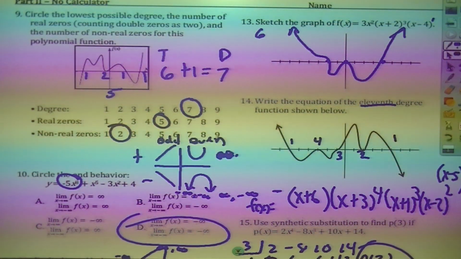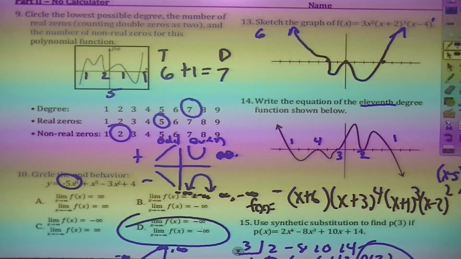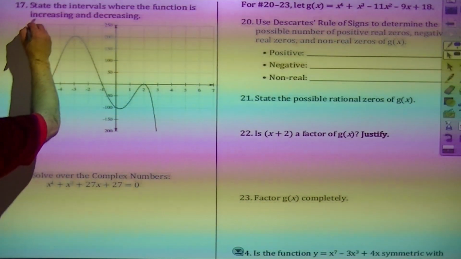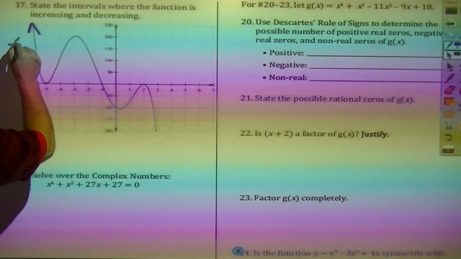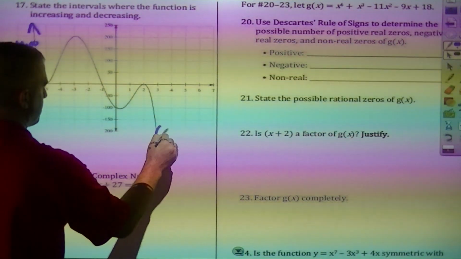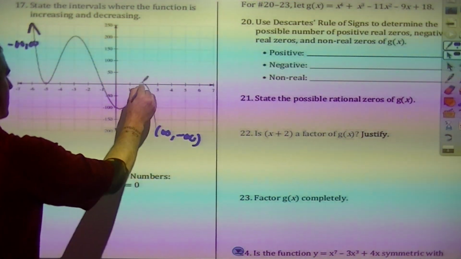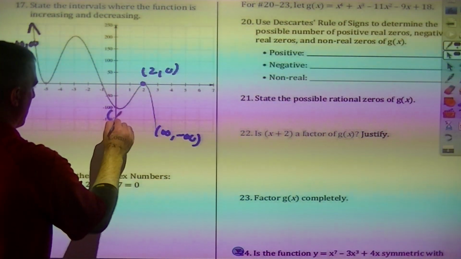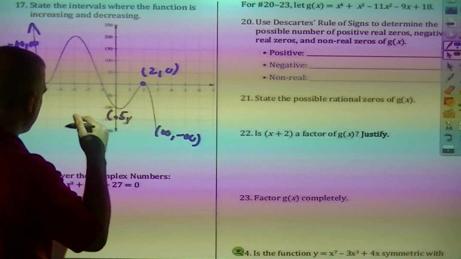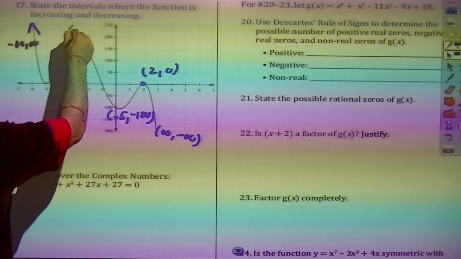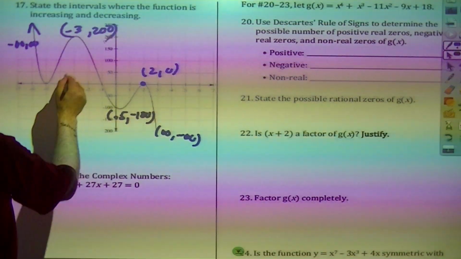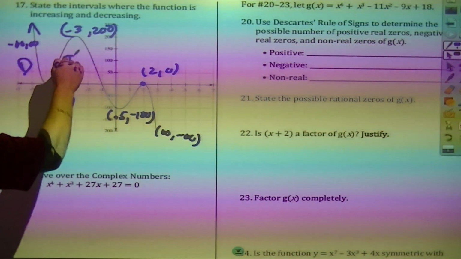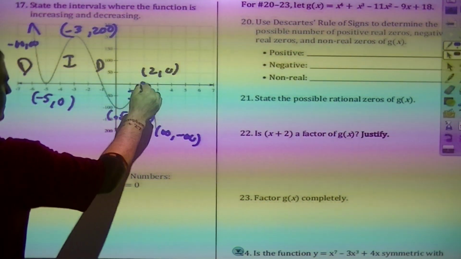I think 16 is next, or 17. State the intervals where the function is increasing. This is negative, positive. This is positive, negative. 2, 0. That's like 0.5, negative 100. That's like negative 3, 200. That's like negative 5, 0. So I trace this way. That's the decrease, increase, decrease, increase, decrease.